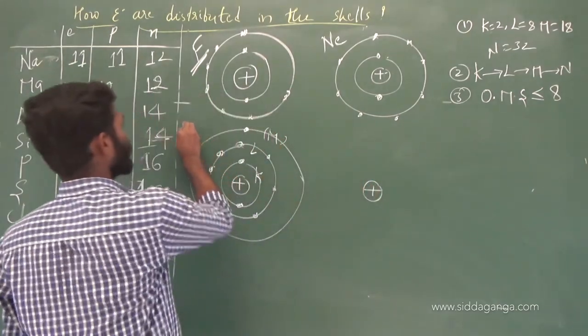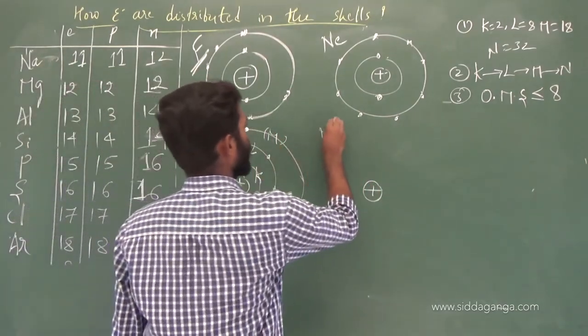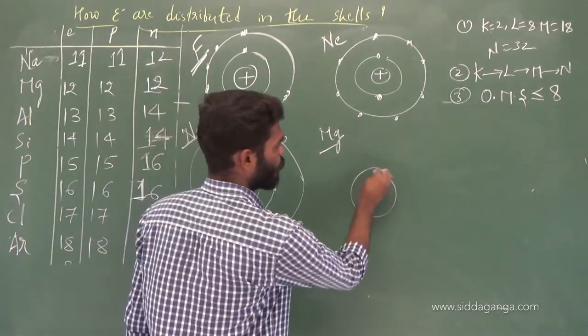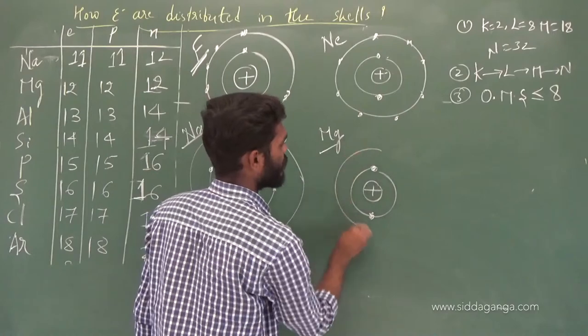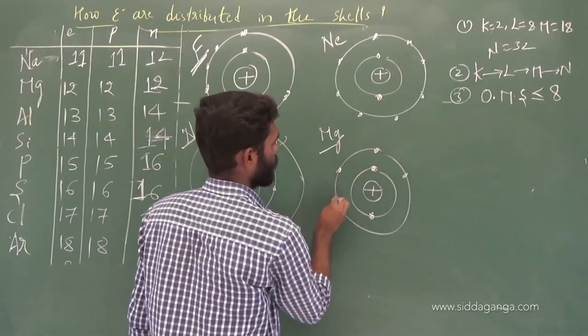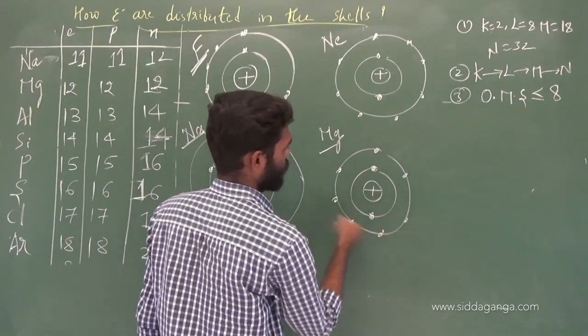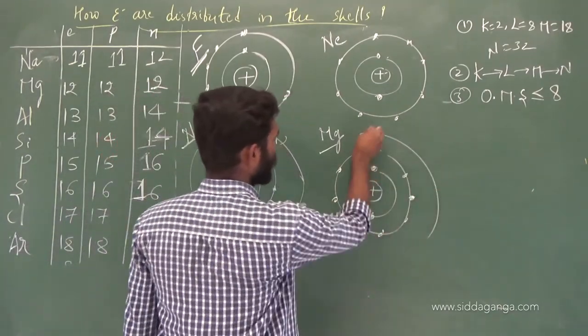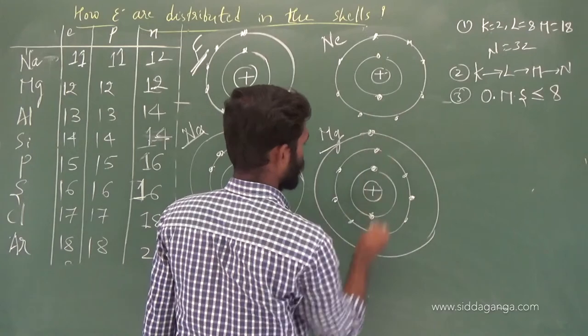Nucleus, this is sodium. So let's see, we have magnesium, positive nucleus. We have 2 in the first, 8 in the next: 1, 2, 3, 4, 5, 6, 7, 8. Then I took in 2, therefore 2 in the next. 1, 2.